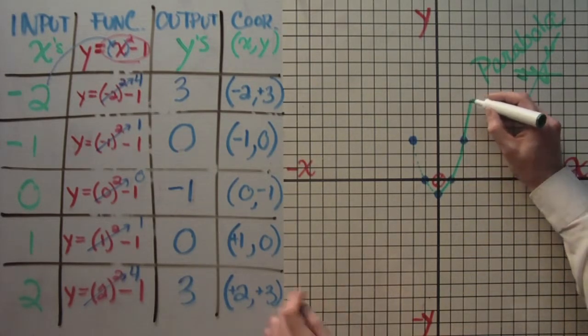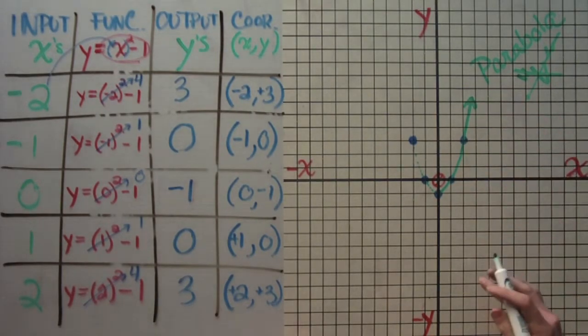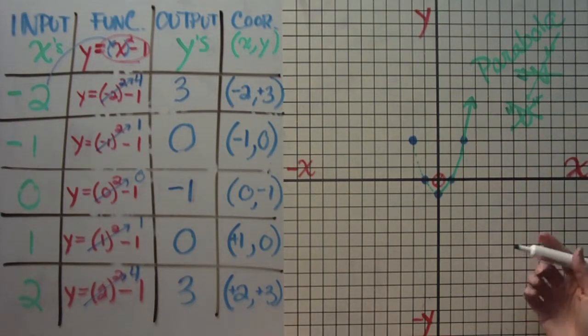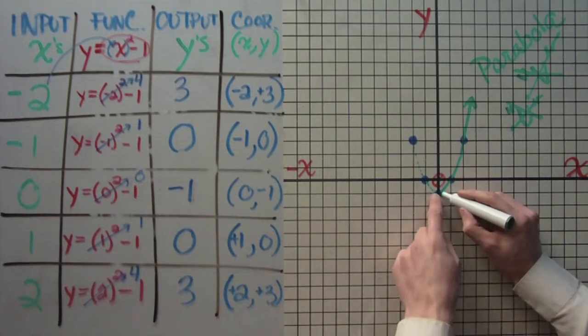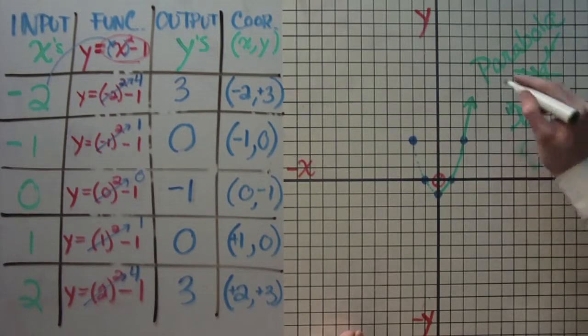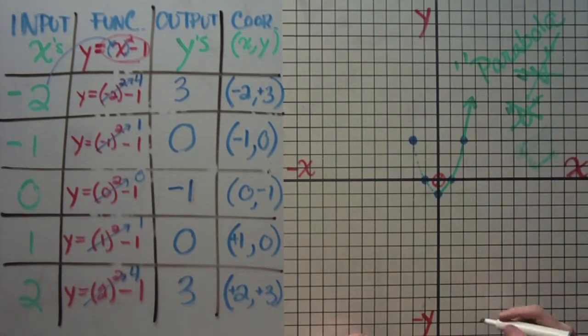And if you did points beyond -2 or +2, they'd go into infinity upward. Right? It's not a U shape either, because a U shape would not have literally a sharp point like this. It would be more curved, right? So it's neither U nor V. It's instead this thing, a parabola.